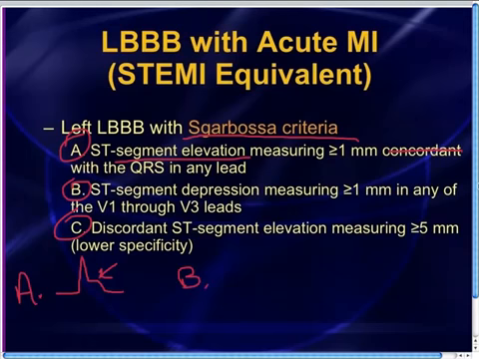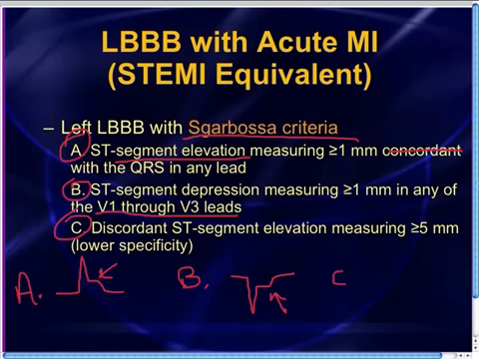Sgarbossa criteria B really just applied to V1, V2, or V3. What she said is that if the QRS complex goes down and the ST segment is depressed in the same direction, concordant depression, then that predicts an acute MI.